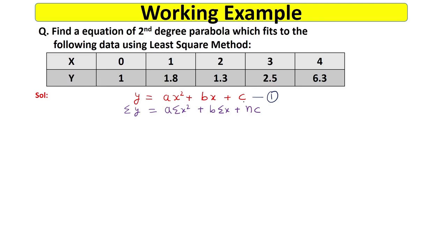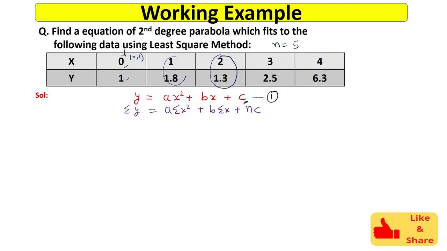Now c is a constant, so when we apply the summation on this constant, it becomes n into c. Here n is the number of observations or data points. How many data points are we given? This is one data point, 0, 1. Same way, this is another data point, and this is the next data point and next. So there are a total of 5 data points, so the value of n is 5.